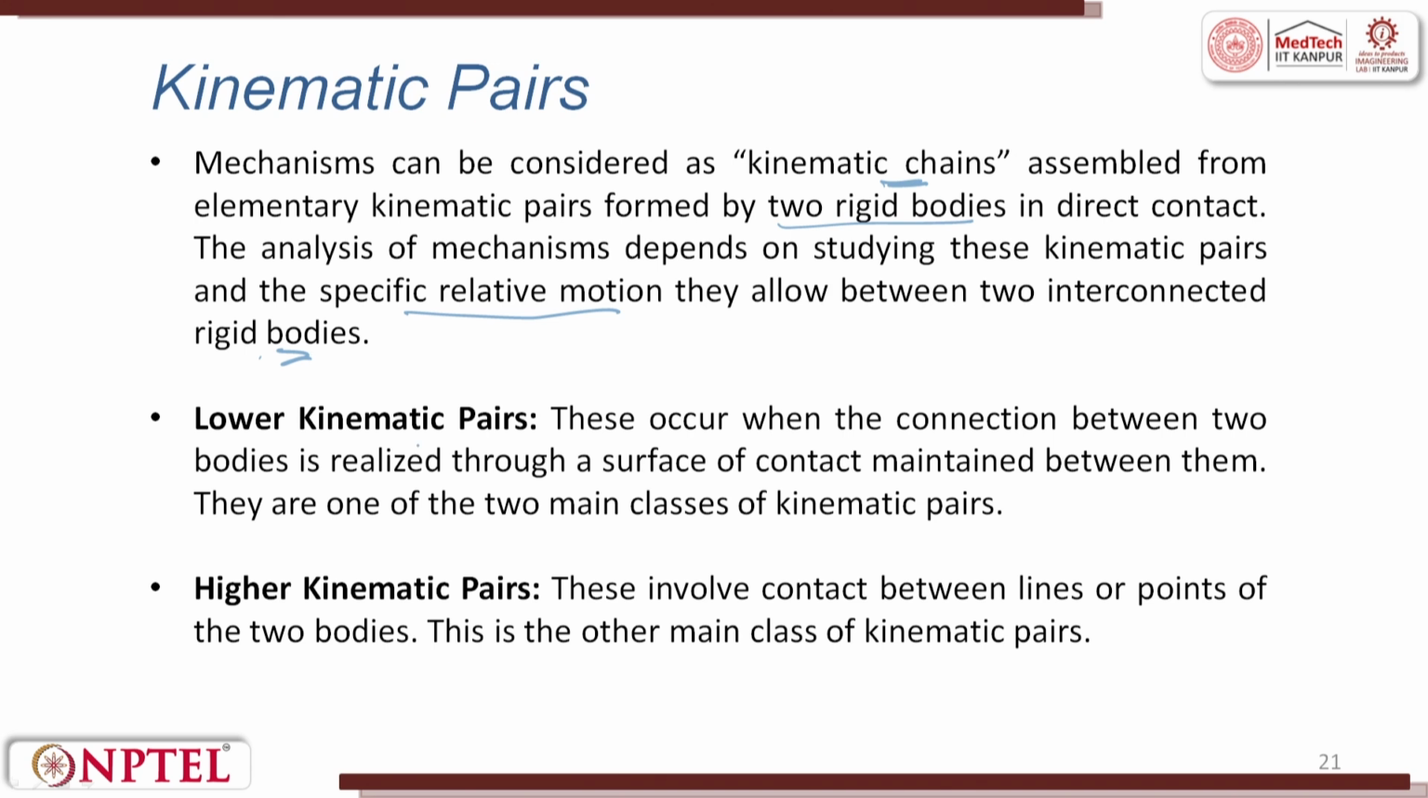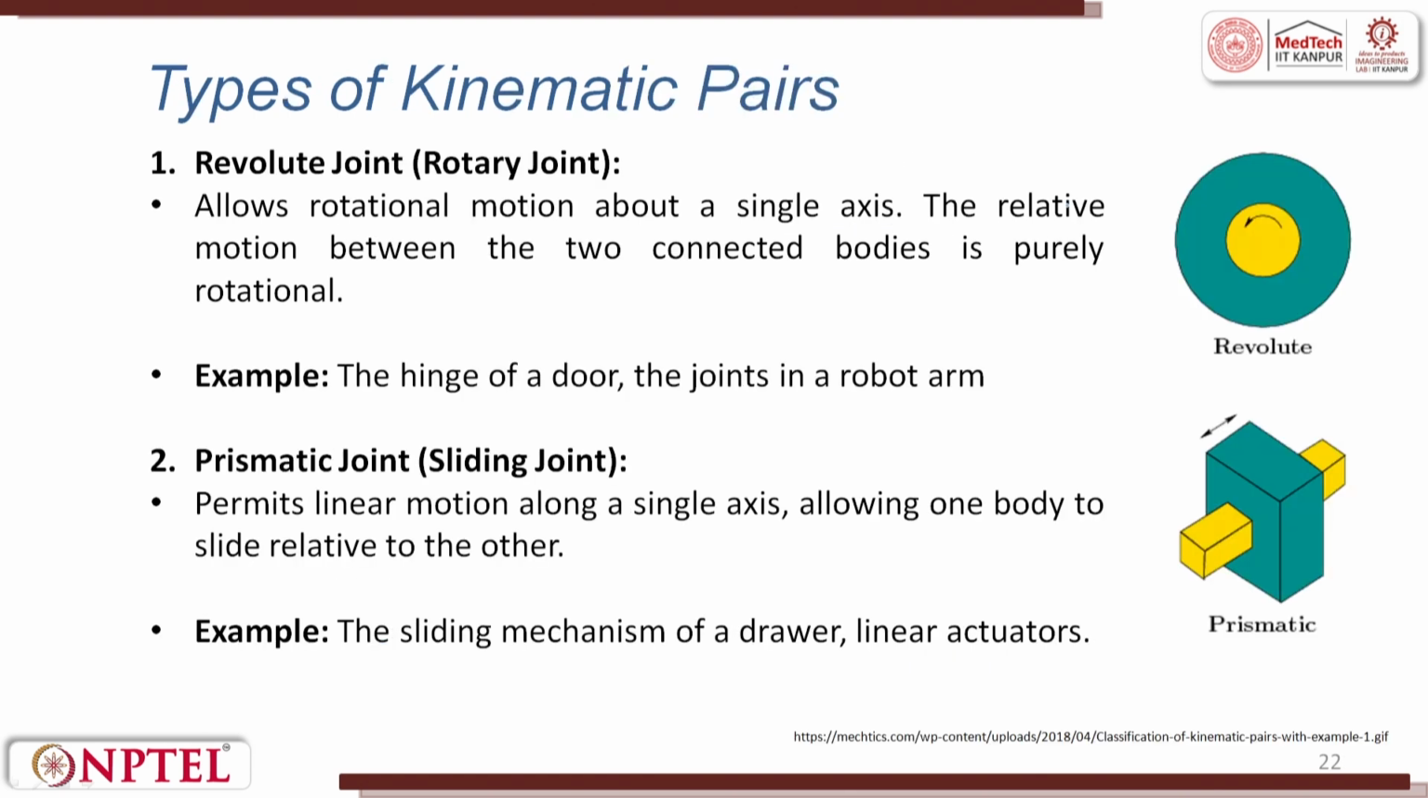There are two classifications: lower order kinematic pair and higher order kinematic pair. In a lower order kinematic pair, the connection between the two bodies is realized through a surface of contact maintained between them. They are one of the two main classes of kinematic pair. The higher order pairs involve contact between the lines or points of the two bodies. They are called higher kinematic pairs. So, the kinematic chain is assembled from elementary kinematic pairs formed by two rigid bodies in direct contact. One is surface contact, another is line or point contact.